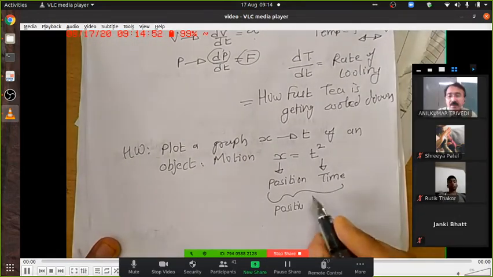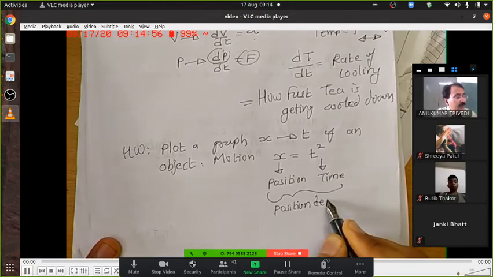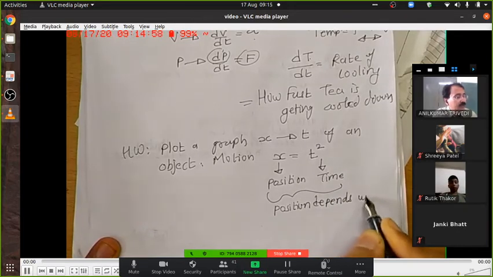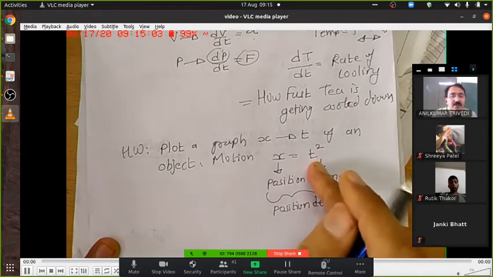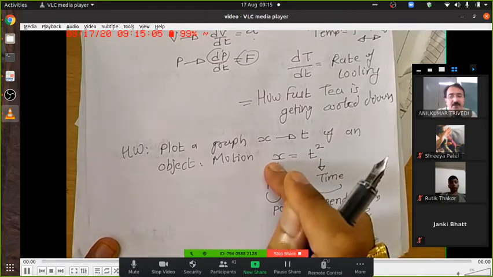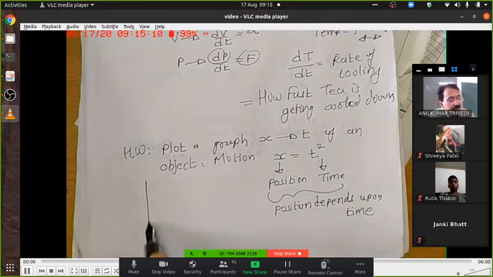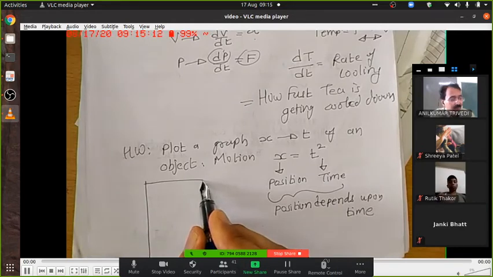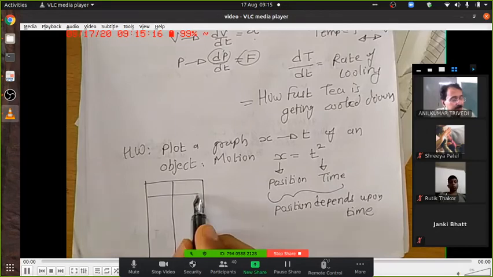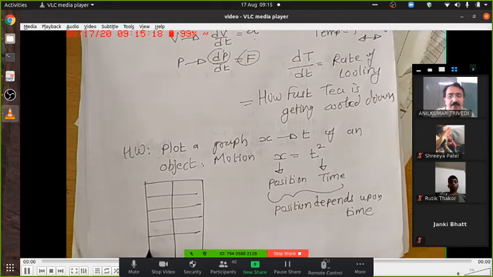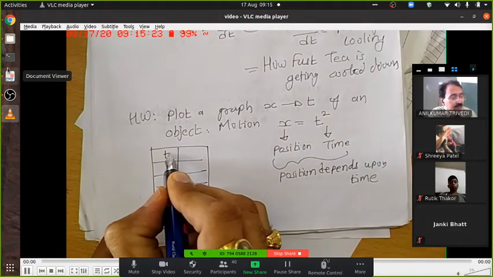Position, am I audible? Yes, sir. Position depends upon time. This means that as time will change, position will change. So how will we find out? We need to prepare. Sir, it will be half a parabola graph. Yeah, perfect. You need to make one like this. This is t and this is x equal to t square.